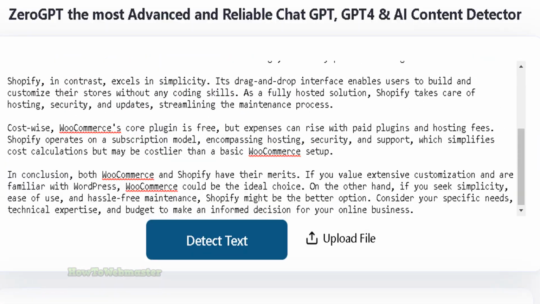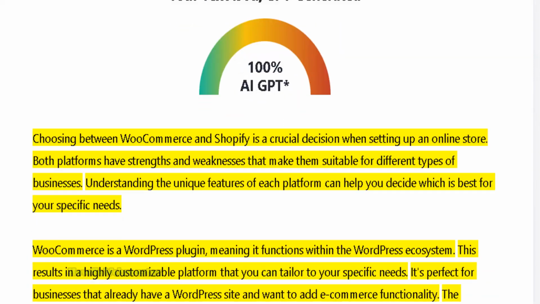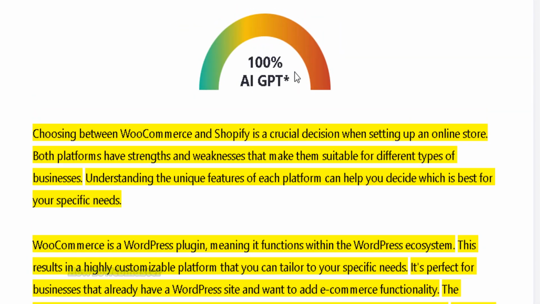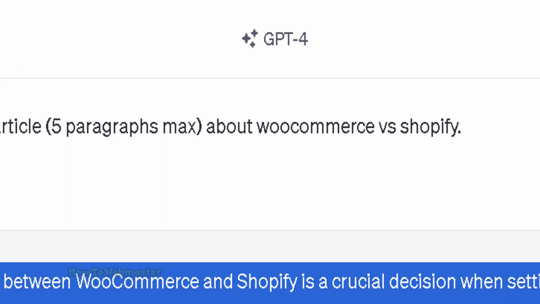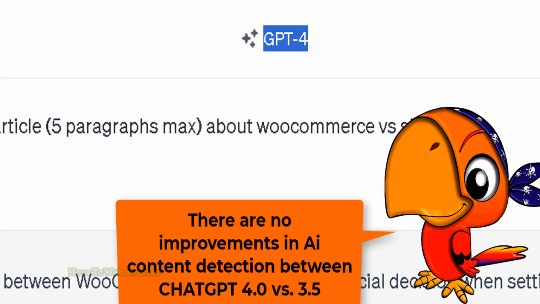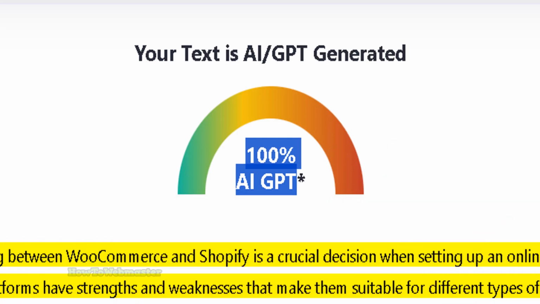And now for the last one, 0gpt.com. Wow, I am very surprised. Once again, it is able to detect 100% AI generated. So if you have the question between GPT 4.0 and 3.5, 4 is maybe even worse than 3.5 when it comes to AI content detection tools like this.